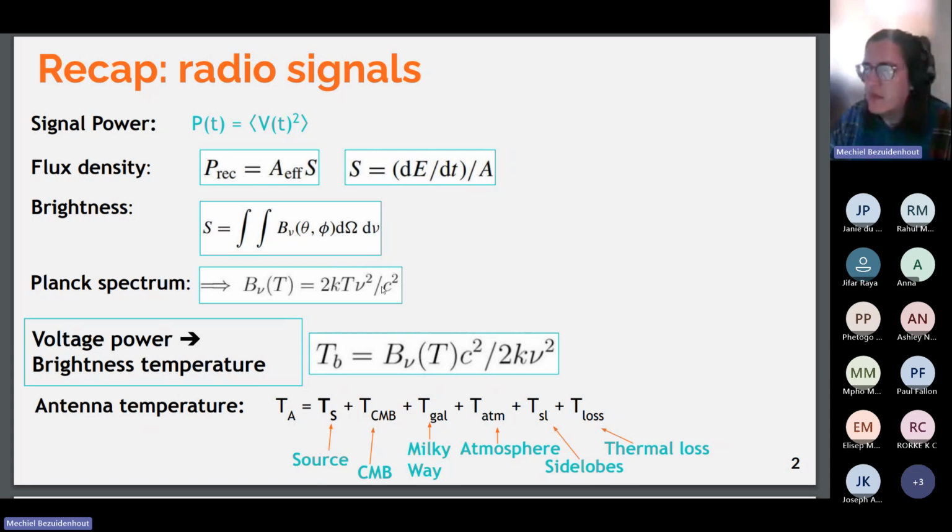So if we assume thermal emission, then we can substitute a Planck spectrum in there, which is given by this equation. And then if we rearrange that for temperature, we have moved now from a voltage power into a brightness temperature. And we can define this brightness temperature even for non-thermal emission. And the use for doing that is because temperatures add linearly. So we can measure temperature with our telescope and decompose it into a linear sum of terms from different sources. So some of the temperatures come in from the source we're looking at, and then the other ones we can measure or model away.